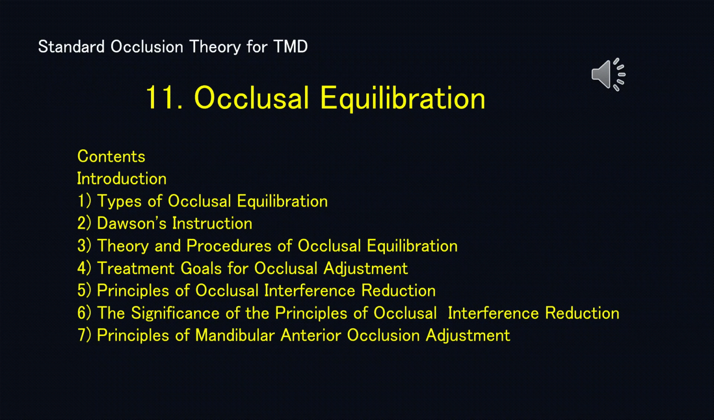11. Occlusal Equilibration. Contents. Introduction. 1. Types of occlusal equilibration. 2. Dawson's instruction. 3. Theory and procedures of occlusal equilibration. 4. Treatment goals for occlusal adjustment. 5. Principles of occlusal interference reduction. 6. The significance of the principles of occlusal interference reduction. 7. Principles of mandibular anterior occlusion adjustment.